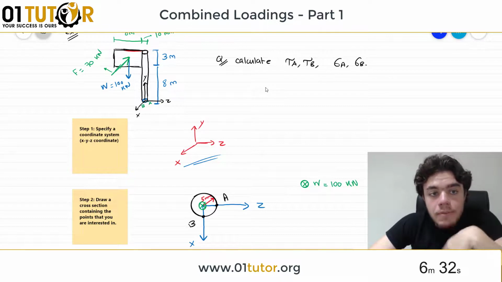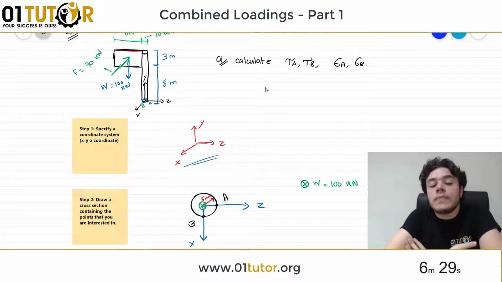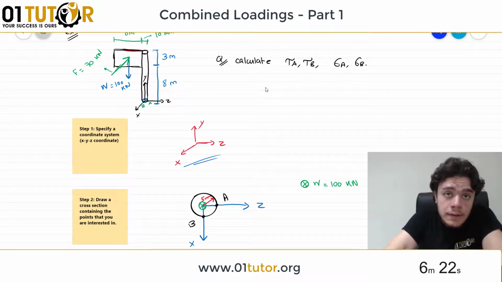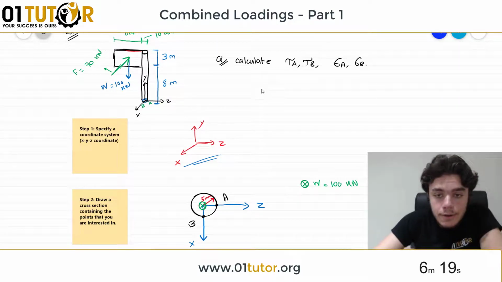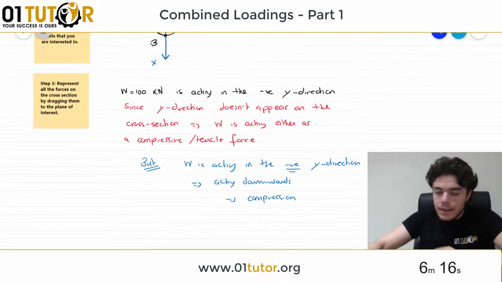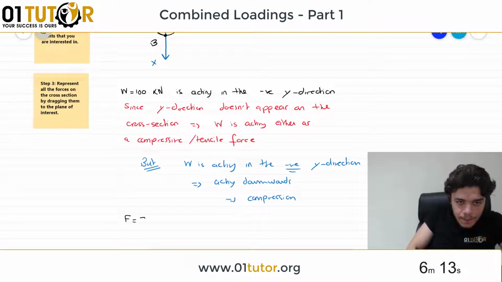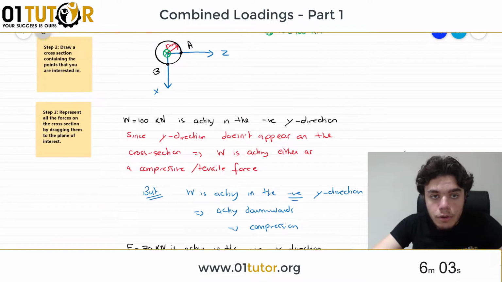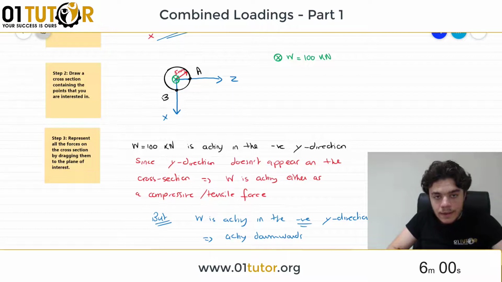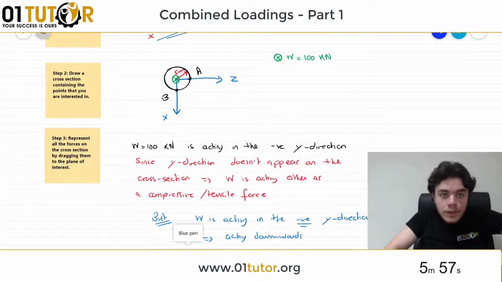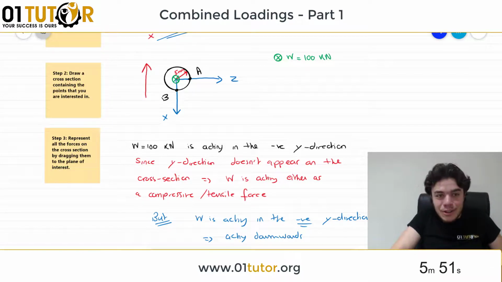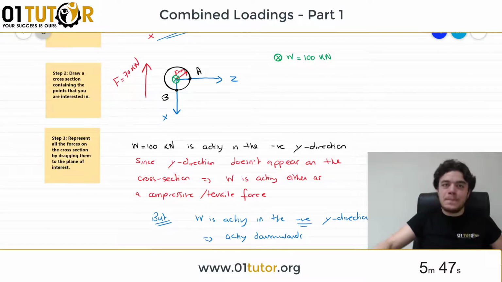We still have the force that's coming from the 70 kilonewtons. We look at the force and ask ourselves, in which direction is it acting? X, Y, or Z direction? It's acting in the X direction, specifically in the negative X direction. So we reason that F equals 70 kilonewtons is acting in the negative X direction. We go to the cross section and see where the X direction is. The positive X is directed downwards. This means that F is going to be like this. It's a shear force, a vertical shear force. So here we have F equals 70 kilonewtons.